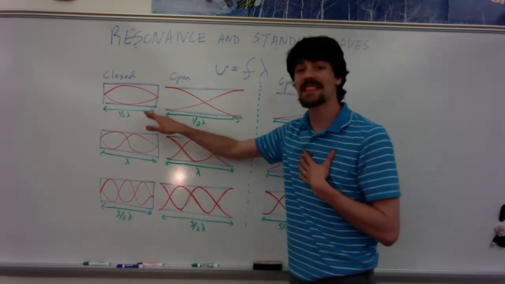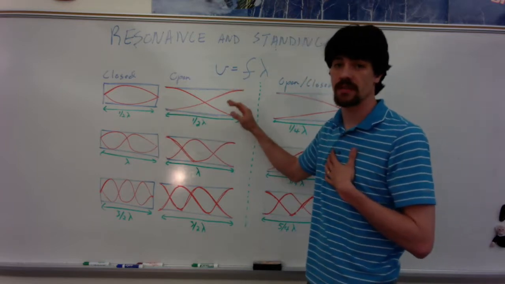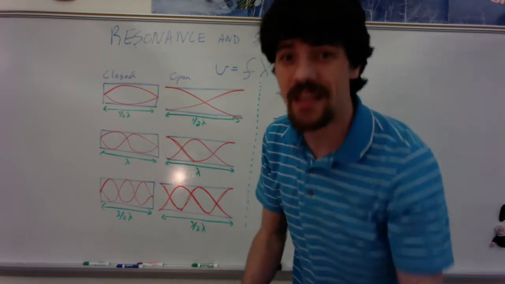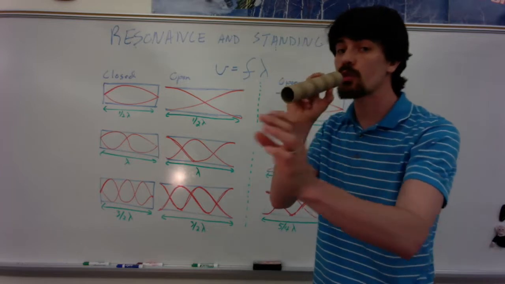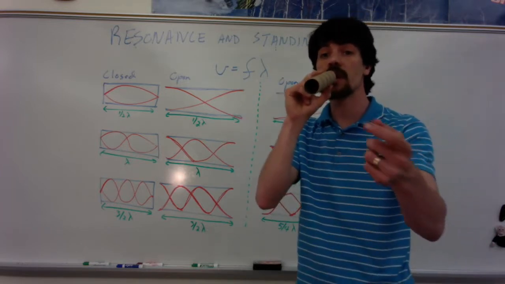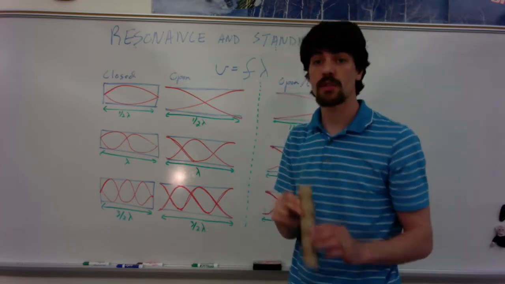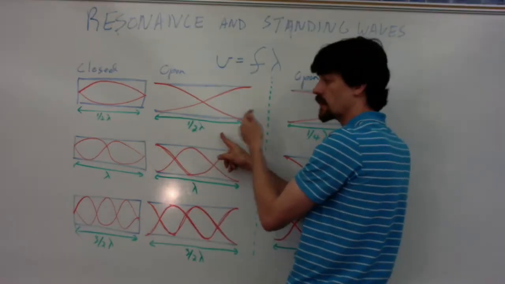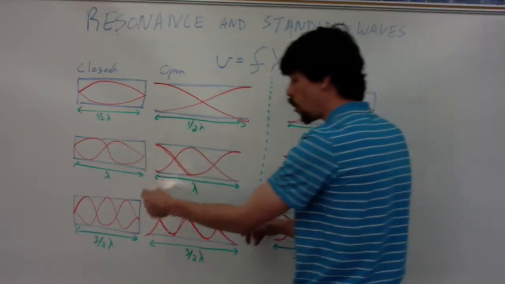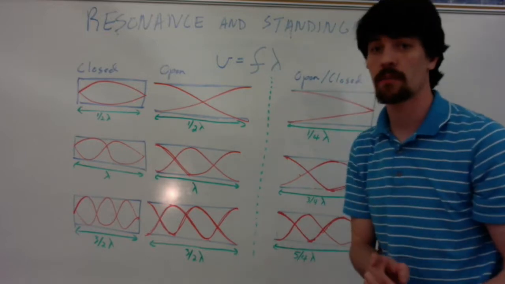You get the same thing in a double open situation. You can think about that as a pipe with sound being sent through it like this. We get an increase in amplitude at specific frequencies based on what's going on. Again, half the wavelength, then one full wavelength, or 3/2 wavelengths.